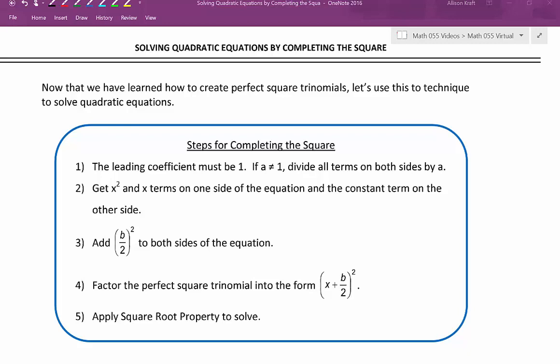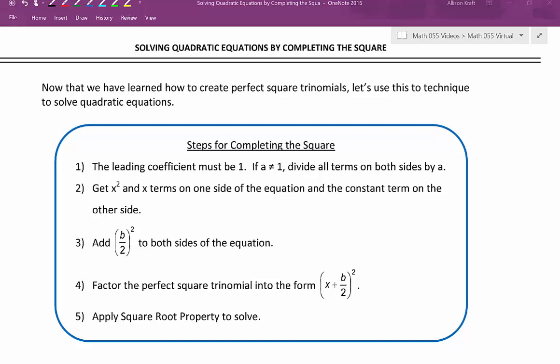In this video, we'll solve quadratic equations using the technique of completing the square. Now that we have learned how to create perfect square trinomials, let's use this technique to solve quadratic equations. Our steps for completing the square are as follows.